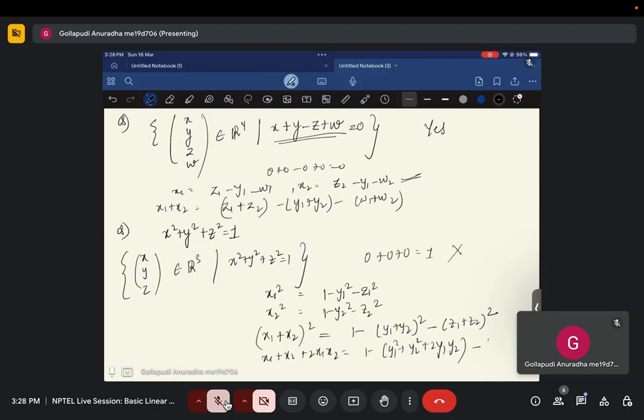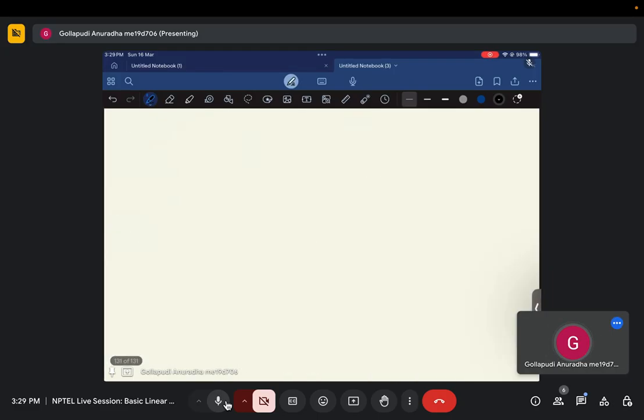it's not going to get satisfied. So if you put them here, then you're not going to get it. You'll be getting something at the end as 2x1x2 equal to 1 minus 1 minus 2y1y2, something like this. So addition is not satisfied here, and also the zero vector is not enclosed, so it's not going to be a vector space.